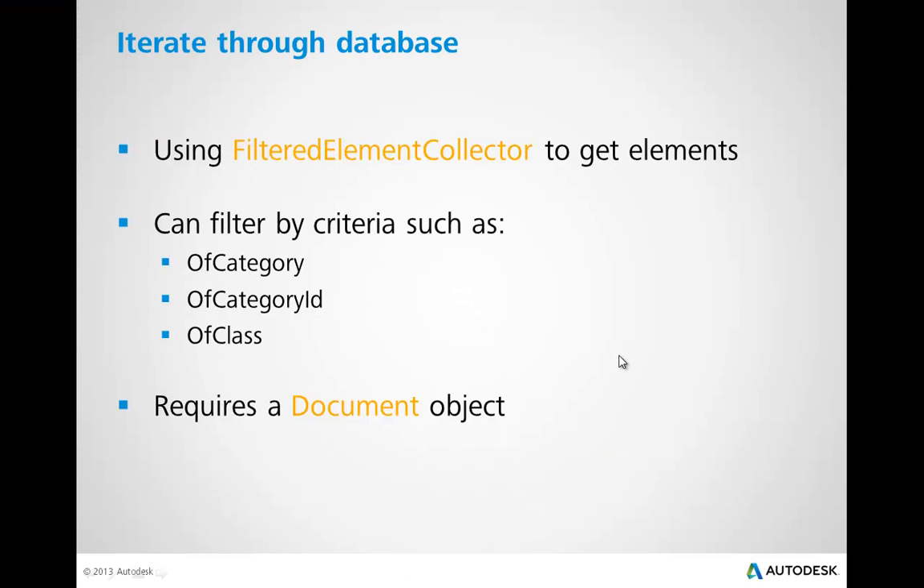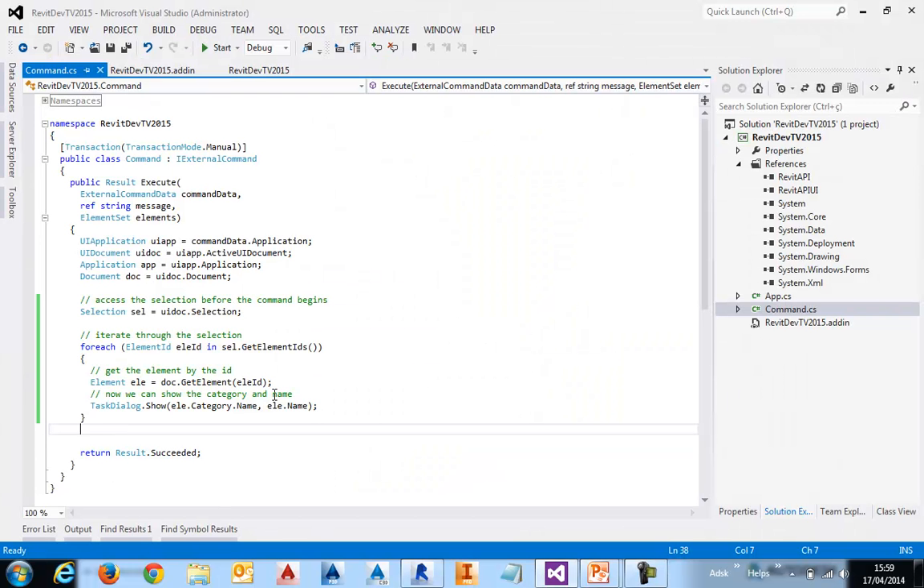The next point is that we can select something on the database of Revit using the filtered element collector. With that, we can get elements with a specific criteria. So let's see how that works. At the code, this code is just handling the selection. Let's now get all the doors inside this project.